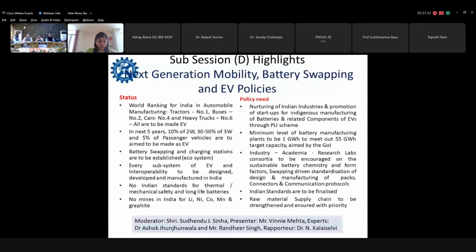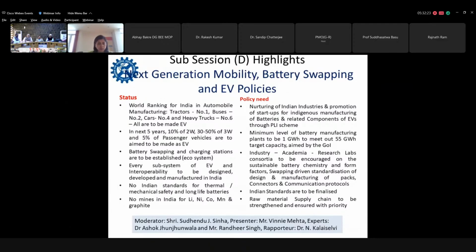We know that our dependence on this is going to increase in the coming time, and therefore we have to be ready for both the manufacture of lithium-ion batteries and next generation batteries, which could have chemistries other than this. But the infrastructure for battery swapping also needs to be generated at multiple places. The policy needed would be to nurture Indian industries and promote startups for indigenous manufacturing of batteries and related components for EVs through the PLI scheme, which is already in place now. The minimum level of battery manufacturing needs to be at least 1 gigawatt hour to meet the 55 gigawatt hour target capacity, which is aimed by the government of India today.